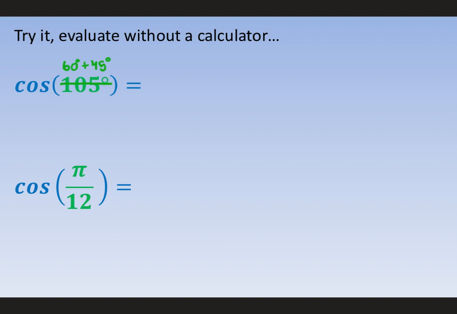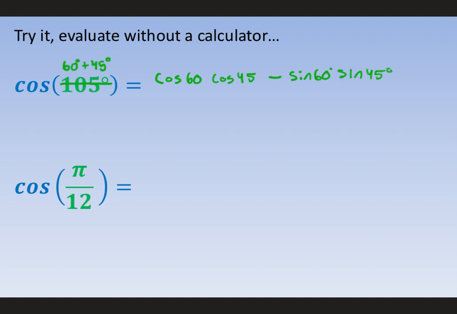So hey, we can use our identity. We can go ahead and separate that out and rewrite it as the cosine of 60 times the cosine of 45. Opposite sign, since it's a plus up here, we're going to make it minus the sine of 60 times the sine of 45 degrees.